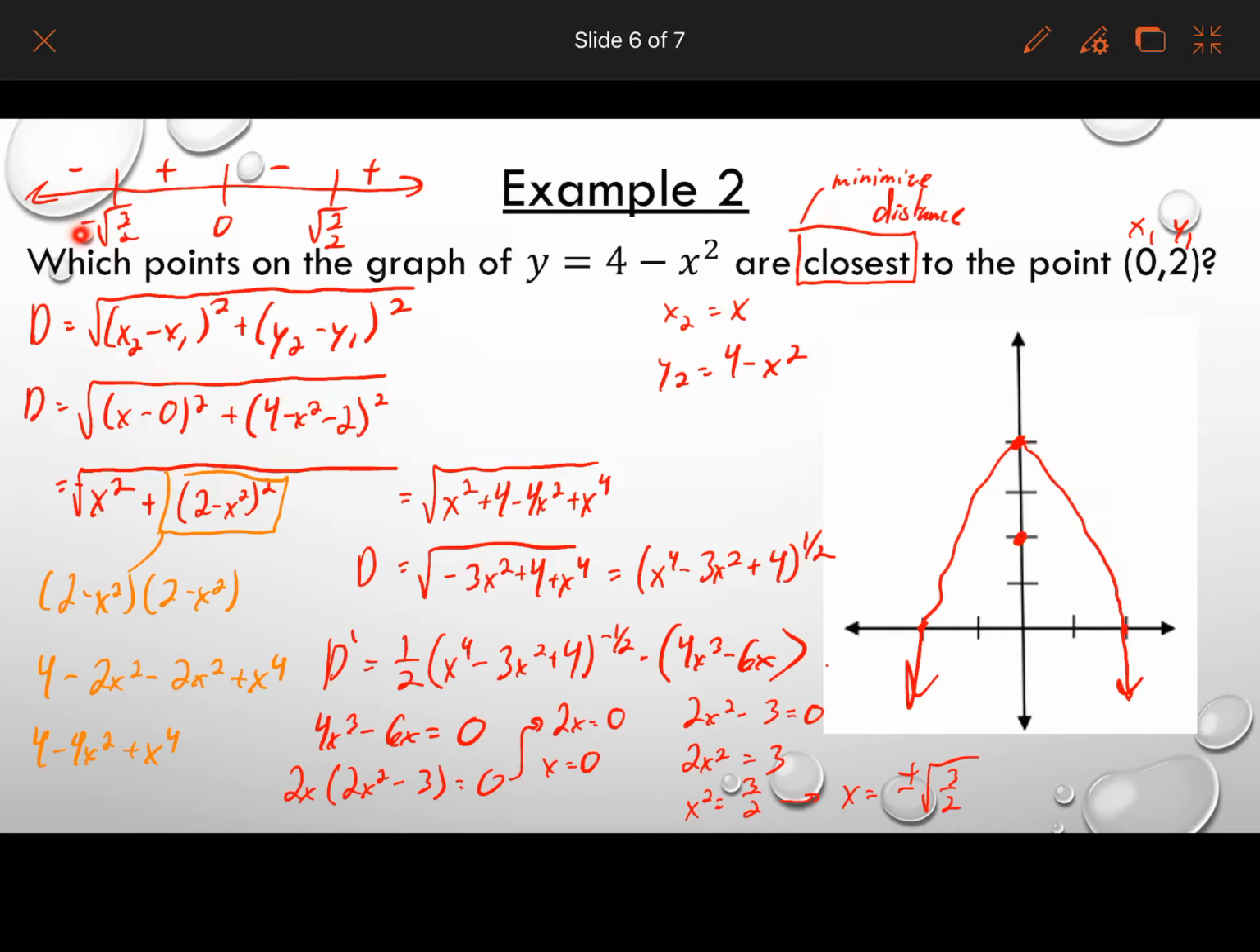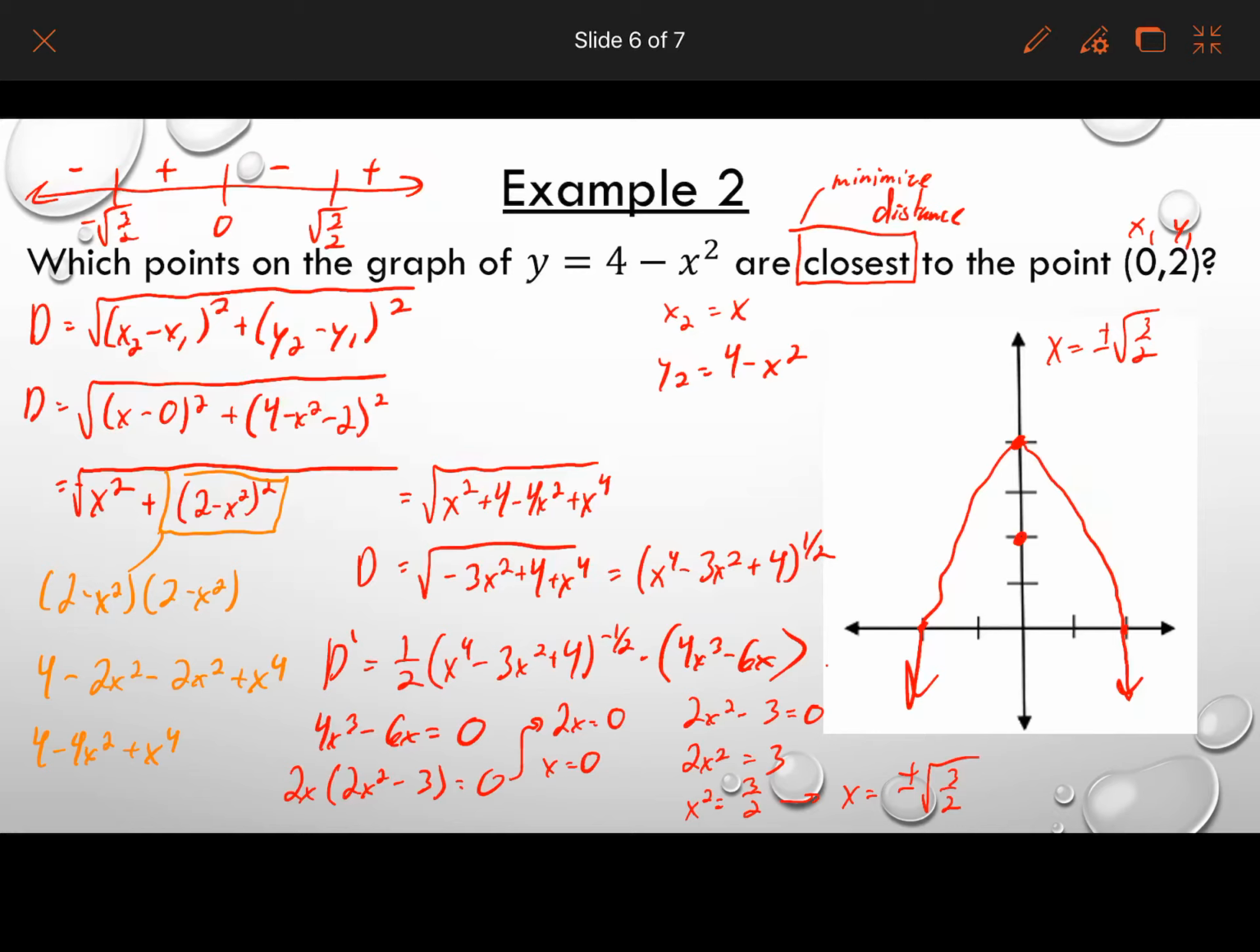Negative radical 3 over 2, and then positive radical 3 over 2, right? Negative, positive, negative, positive. So those are our x values. It's not 0 because 0 actually ends up being a maximum, so we don't want that. We want to find the closest.